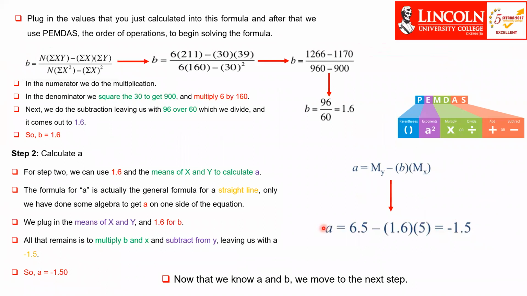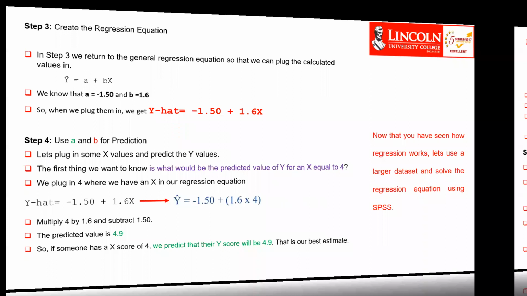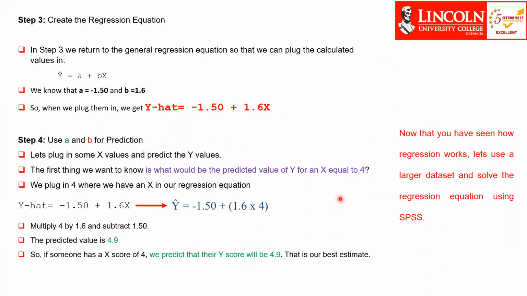Now that we know our values for A and B, we move to the next step by plugging those values into the regression equation. Remember our regression equation, which is y hat is equal to A plus bx. So A is equal to minus 1.50 and B is equal to 1.6. So you will replace this A with minus 1.50, and we'll replace this B with 1.6. So our regression equation will look like this.